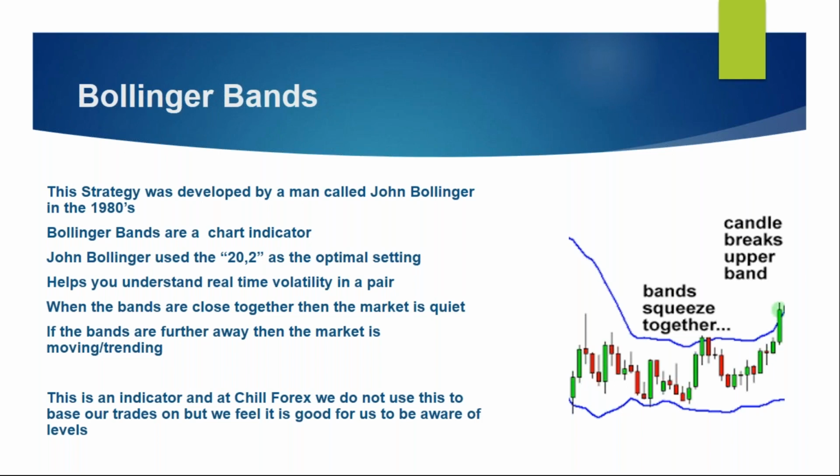Basically, in a nutshell, if the Bollinger Bands are close together, then the market's quiet, it's consolidating, it's not really moving that much. If the bands are further away from each other and they start opening up, that's when the market's starting to move, starting to trend. This is only an indicator, so at Chill Forex we don't base our trade just on Bollinger Bands. It's something I'm aware of when I look at trades, but it is good for us to be aware of these levels, especially on the larger time frames.